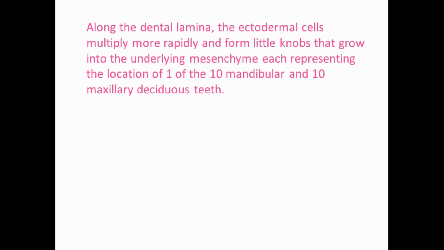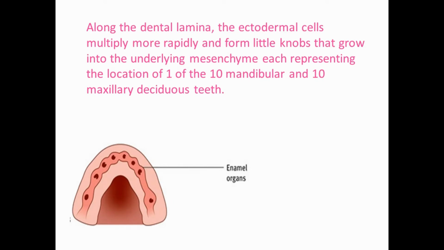Along the dental lamina, the ectodermal cells multiply more rapidly and form little knobs that grow under the underlying mesenchyme, each representing the location of one of the 10 mandibular and 10 maxillary deciduous teeth. So as shown in this figure, these are the enamel organs which are formed from the dental lamina, and in both upper, which is maxillary, and mandibular arches, they are 10 in number. That represents the 10 deciduous teeth in individual arches.